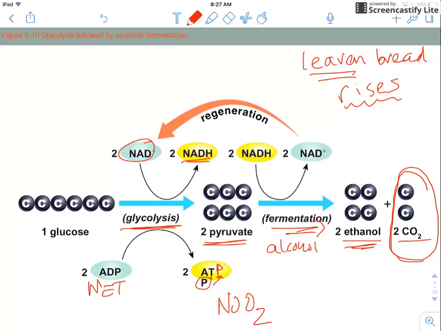Obviously, this process is also used to make alcohol that we drink. It's used to make beer and wine. Grain alcohols are produced in a slightly different manner, but the ethyl alcohol in beer is produced by this process, anaerobic fermentation with yeast. That process produces the alcohol in beer, and of course, the bubbles in beer that make it fizzy are the carbon dioxide.